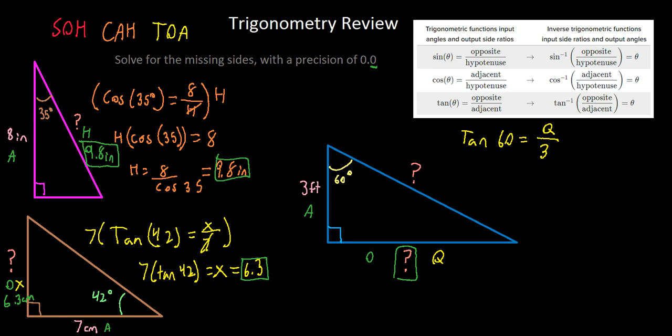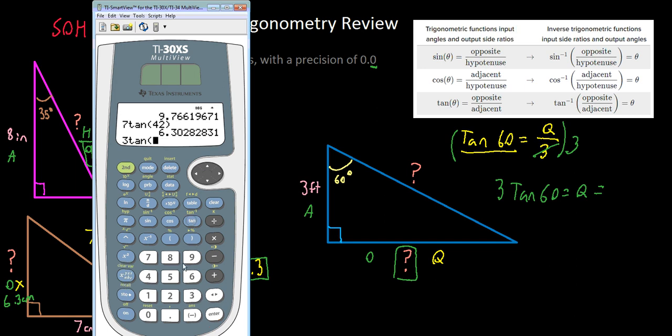Well, it just becomes simple algebra again. We could do all this switching around, multiplying by 3, but actually this one's pretty straightforward. We just multiply by 3 on both sides, and that cancels out, and we get 3 times the tangent of 60 equals Q. Let's go ahead and type that in: 3 times the tangent of 60. And we get 3 times the square root of 3.